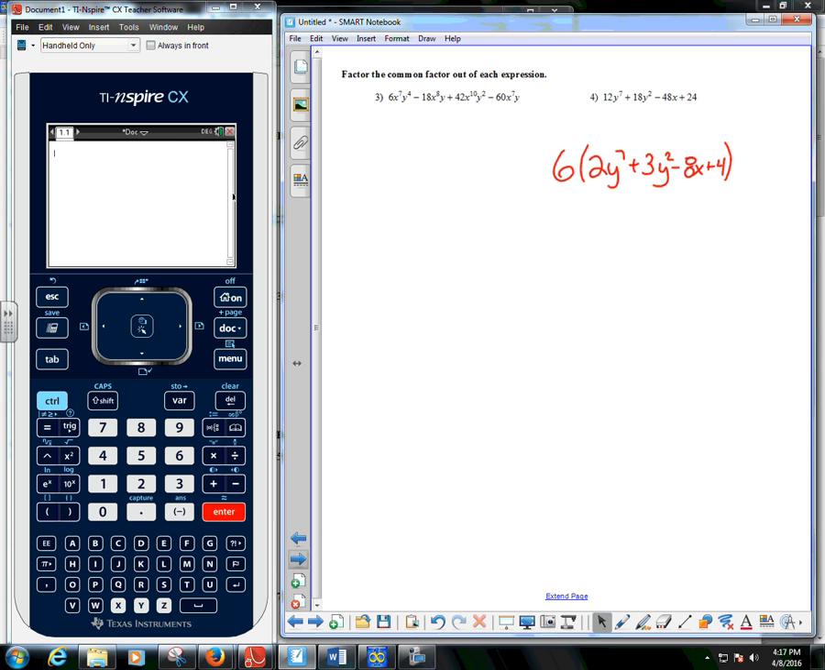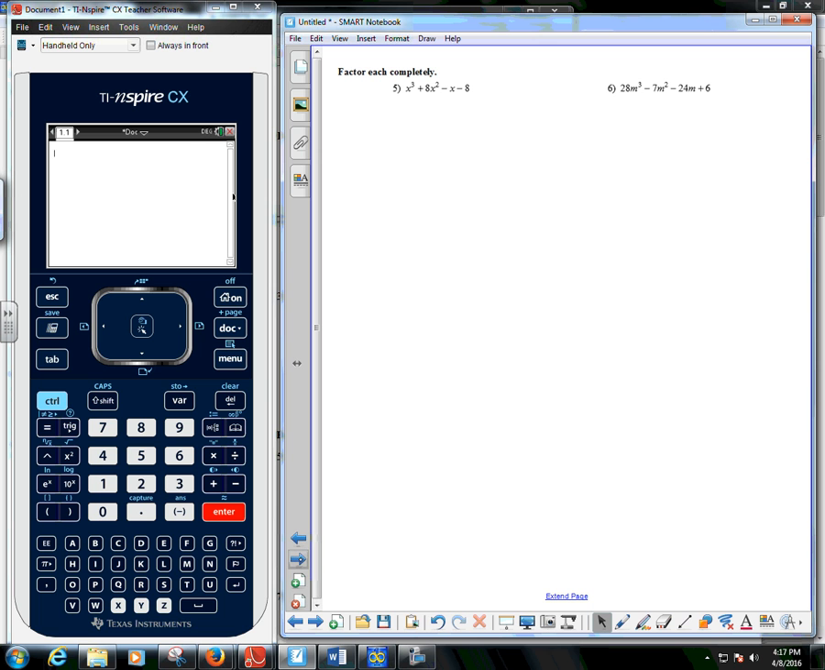And I look at each one of those and I go, I've got a 2 and a 3. There is no common factor for 2 and 3, aside from 1, that will come out of there. I know that for all 4 terms, 6 is the GCF.